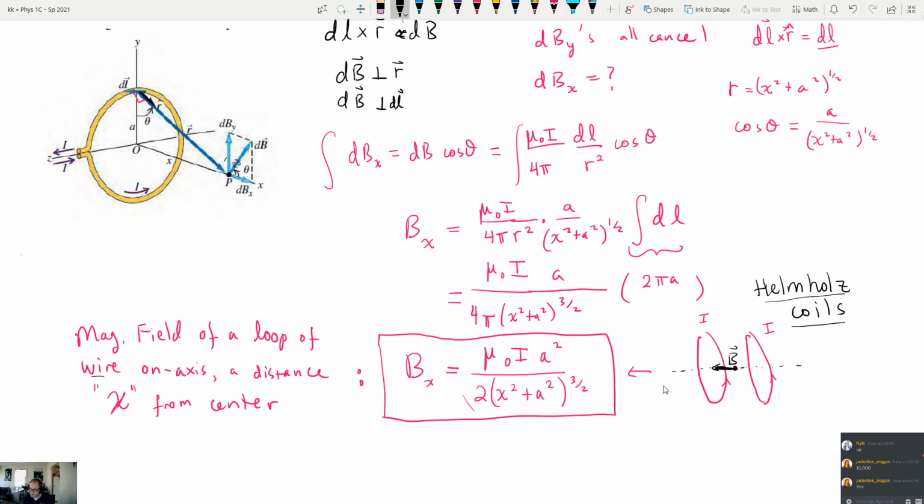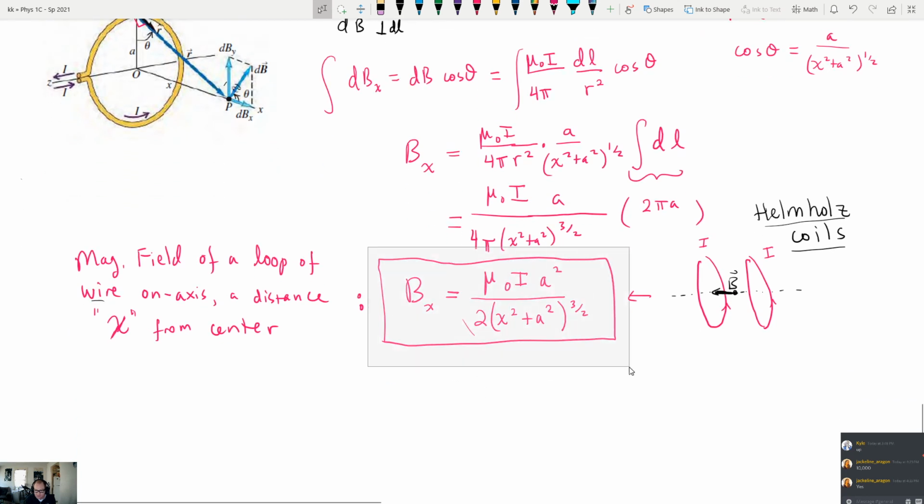And we'll look at a demo of that here in a second. So the other application of this, what I think is the simplest application, is to take this result and figure out what the magnetic field at the center is. So if you're at the center of the wire, now this is much easier to draw.